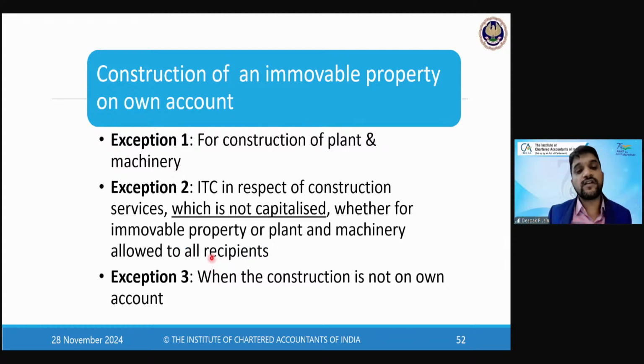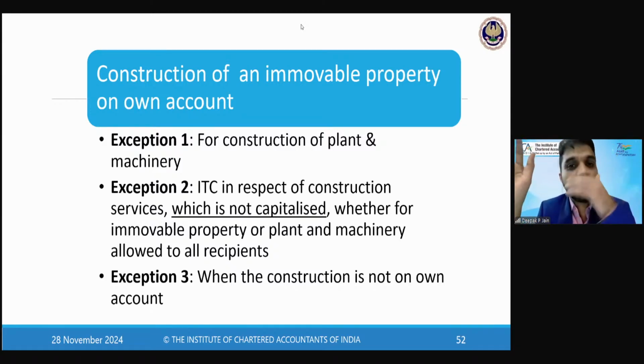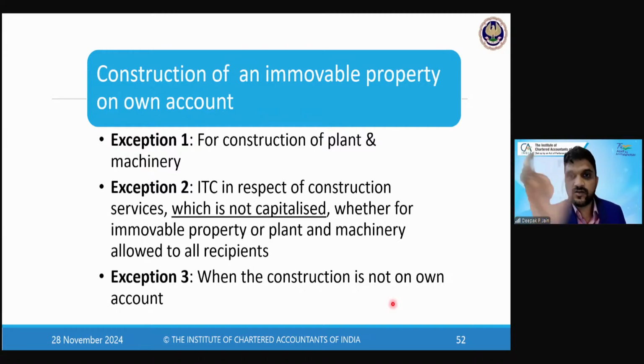Then construction of an immovable property. You didn't engage a works contractor, you yourself bought the materials so that you thought you would get the credit. That also the government has looped in, saying that if you construct immovable property on your own account, you will not get the credit. Again, exception for construction of plant and machinery, and ITC in respect of construction services which is not capitalized, which you are expensing off, credit will be available. And when the construction is not on own account, that is on somebody else's account, you will get the credit. So this is all interlinked. To find out the loopholes, if you're doing something else here, that will also be blocked.